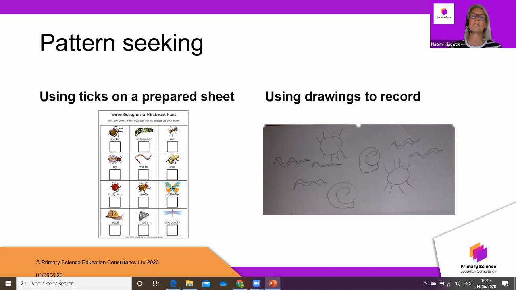We may ask them to go out with a blank piece of paper to find out how they might record it. And here you can see what's happened is every time they've seen a worm or a spider, they've drawn a separate picture. So it's telling us not only what have you found, but how many you found. But again, drawing is quite time consuming, and also the data's scattered all over the place. So it's going to be quite difficult to count it up at the end.